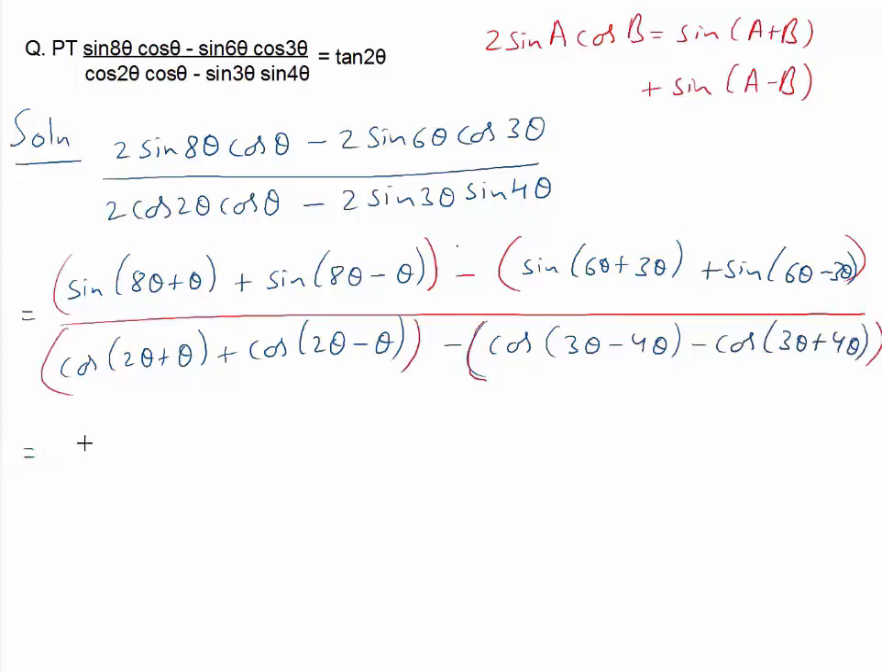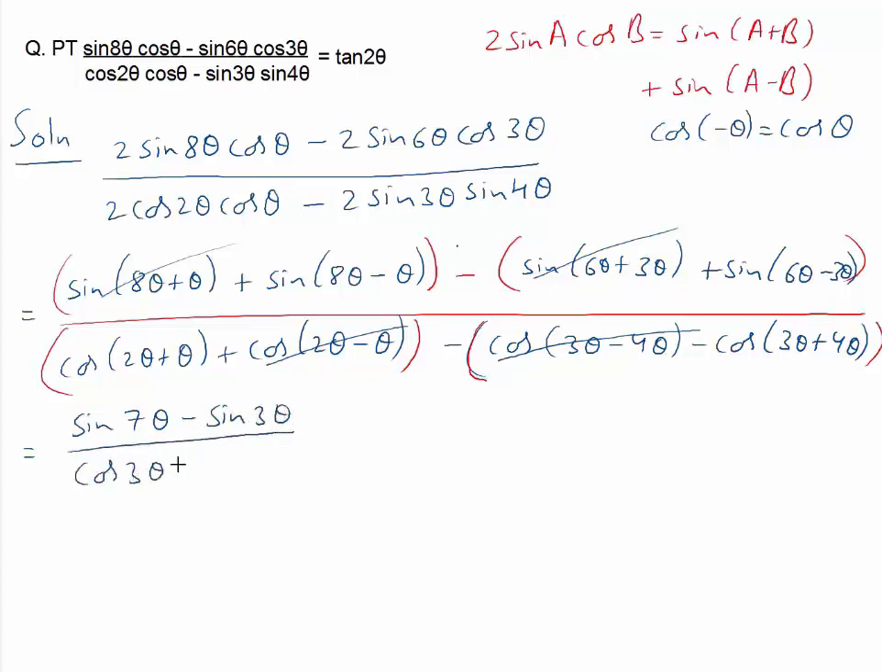So this would be equal to, now if you realize this is sine 9 theta and this is also sine 9 theta, so this will get cancelled with this. Now similarly, if you realize this is cos of theta and this is cos of minus theta, note that cos of minus theta is cos theta, so therefore this will get cancelled with this. So therefore we'll be left with sine 7 theta minus sine 3 theta, whole divided by cos 3 theta plus cos 7 theta.